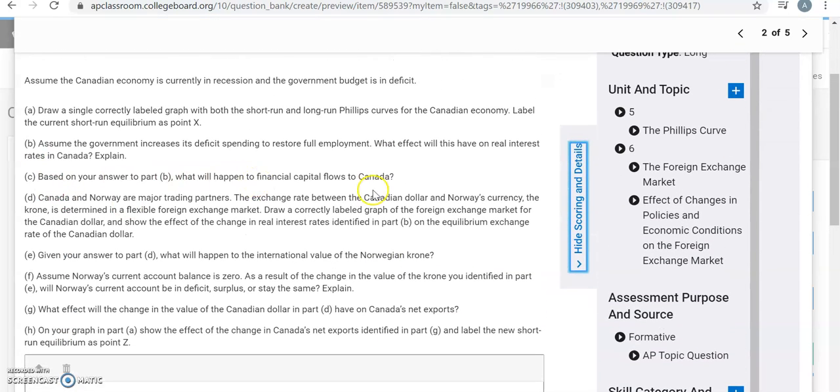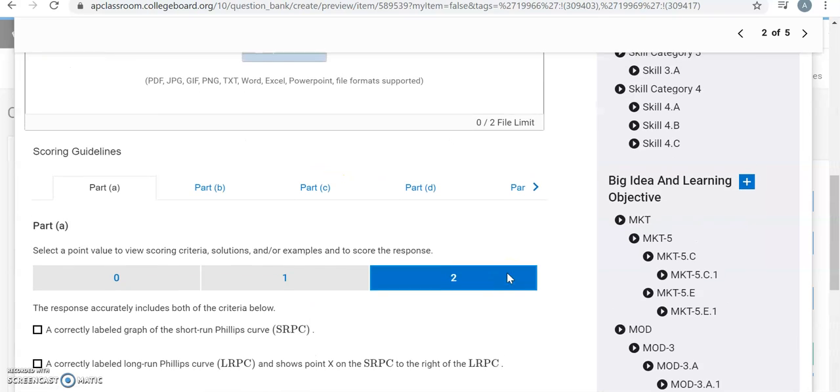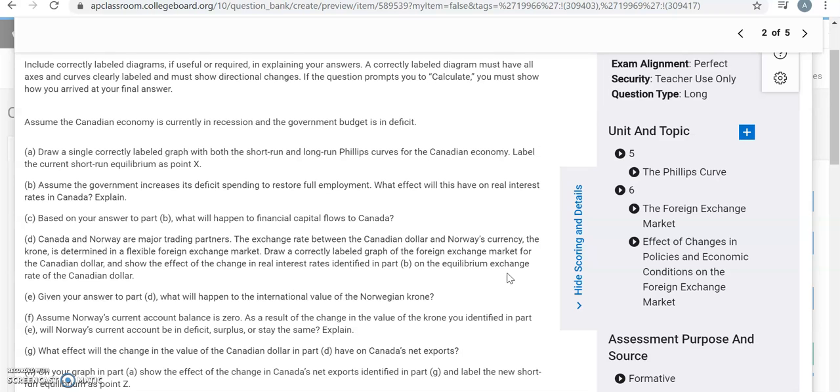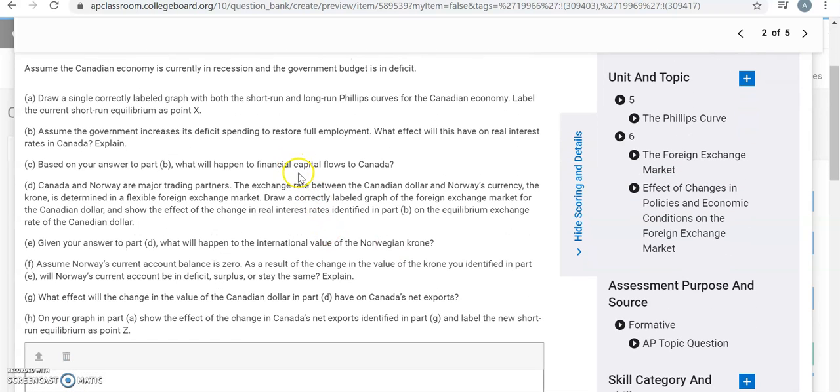So based on your answer, what will happen to financial capital flows to Canada? The point is to increase full employment and get the economy out of recession. A country in recession is not having a lot of capital flow into it. Think of a business cycle like the circular flow model: capital needs to be moving through the economy. So if you're in a recession, capital is not flowing. Right now, during the corona crisis, people aren't spending money, people are staying at home generally, and that circular flow model is malfunctioning because money is not flowing.